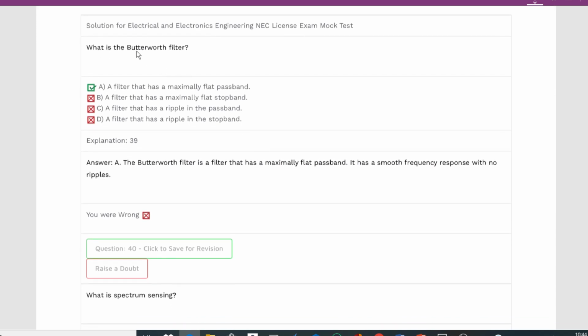Now what are Butterworth filters? This is an important question. This may be asked in the exams. A Butterworth filter has a maximally flat pass band. So just remember this, that a Butterworth filter is a filter that has a maximally flat pass band.